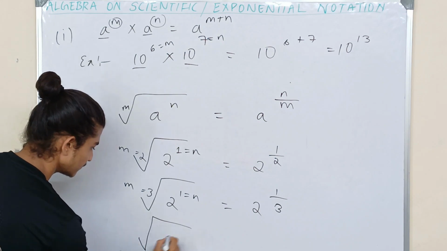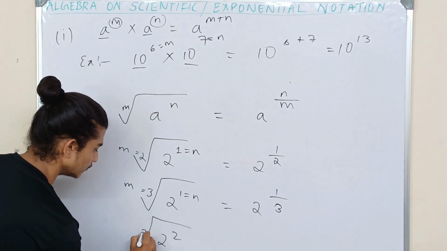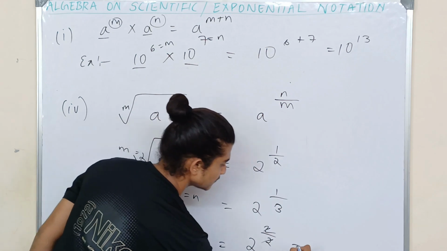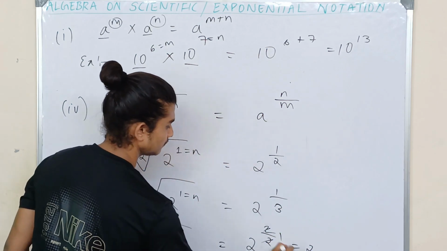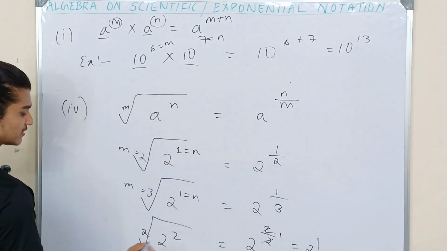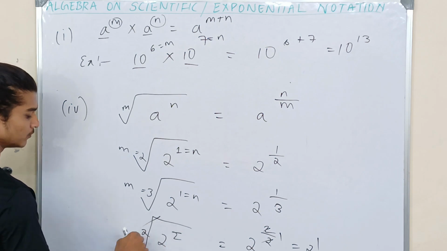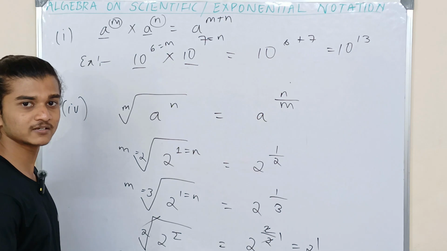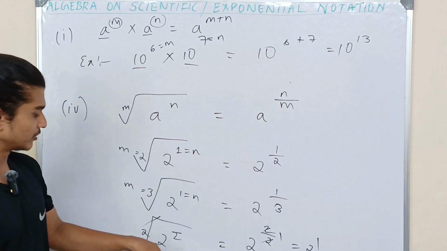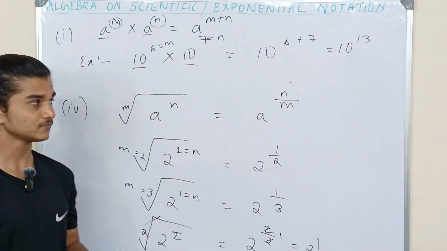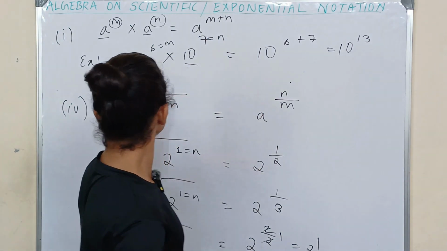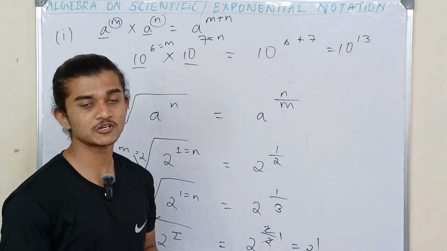One more example, square root of 2 squared. This is equal to 2 to the power 2 by 2, cancel, to the power 1. So by default, the square root gets cancelled. If you want to use a more generalized rule, you can use this particular way to prove that. So these were the 4 important rules which you need to know before going into the algebra of scientific or exponential notation.